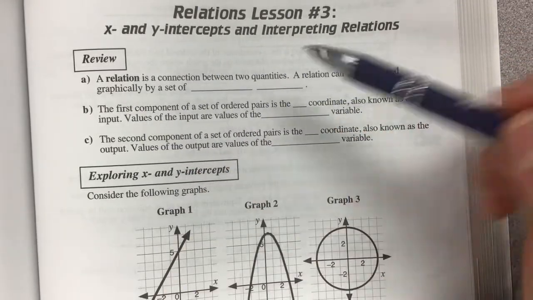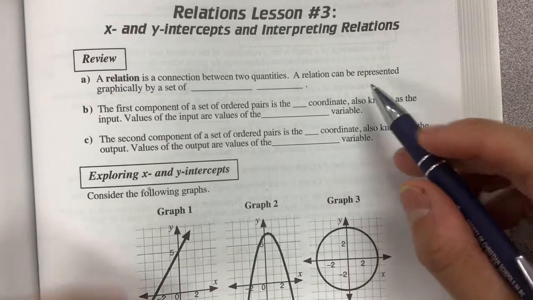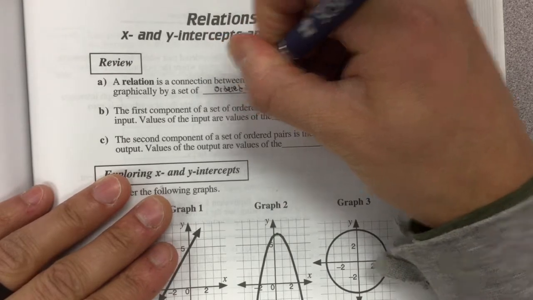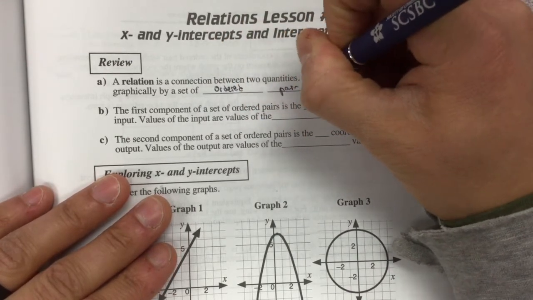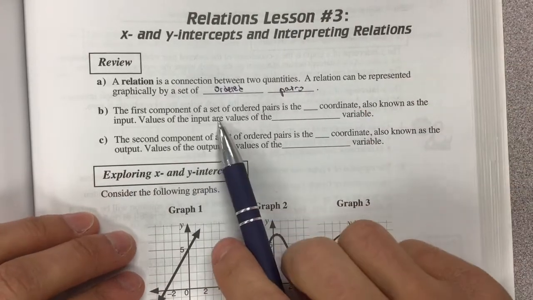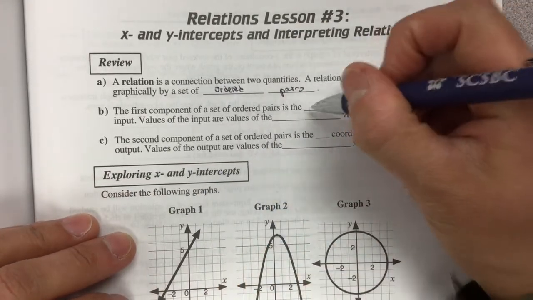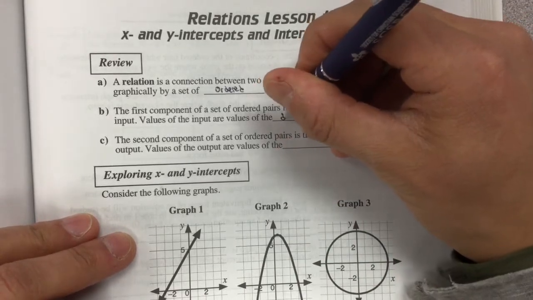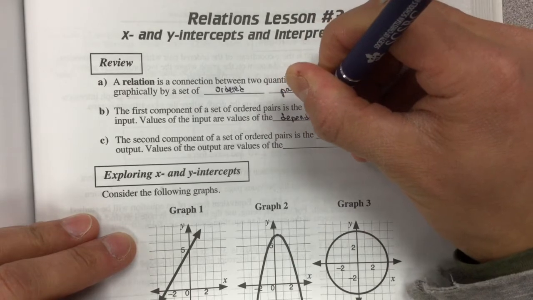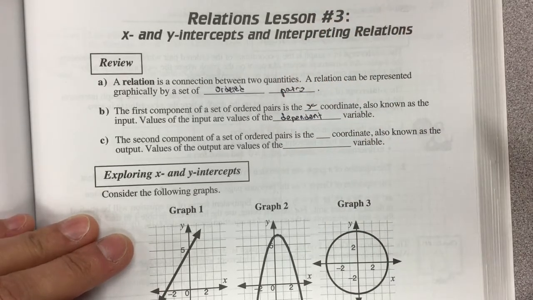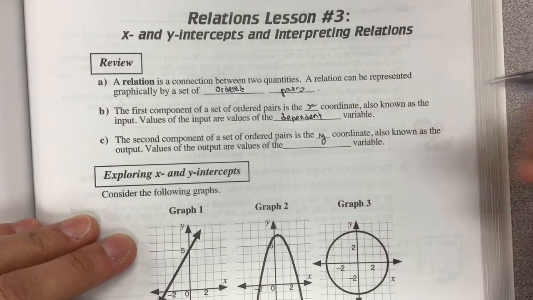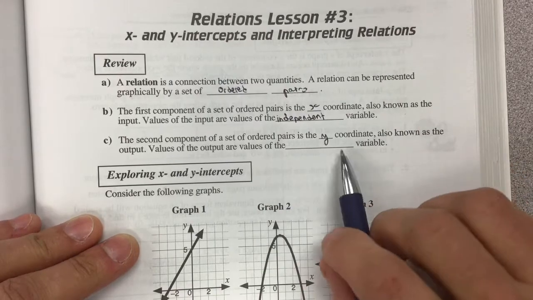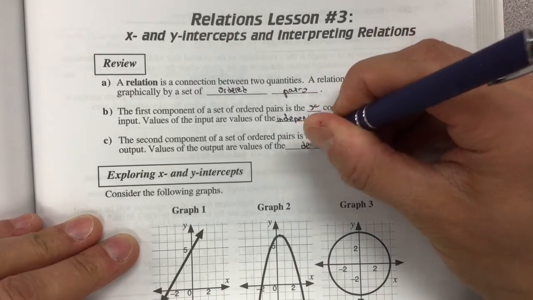A relation is a connection between two different quantities, and it can be represented graphically by a set of ordered pairs. The first component of a set of ordered pairs is the x-coordinate, and that represents the independent variable. The second is the y-coordinate, which represents the dependent variable.